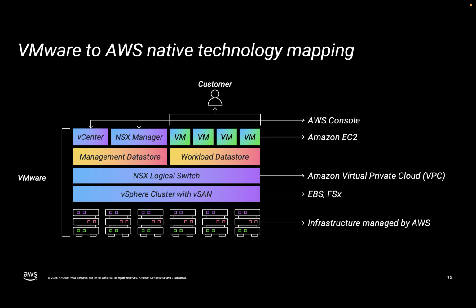This diagram sums it all up. It explains what it looks like. For a VMware customer, the vCenter will become the AWS console. All your VMs will be Amazon EC2 instances. The network, logical NSX, all this networking stuff will become your VPC. The storage clusters will become either EBS or FSx, and all the infrastructure is managed by AWS. So it simplifies significantly the management of your whole infrastructure after you migrate to AWS.